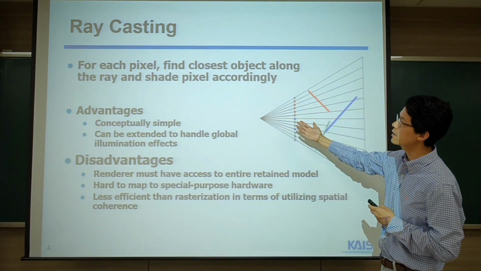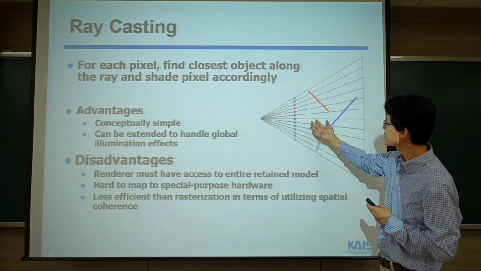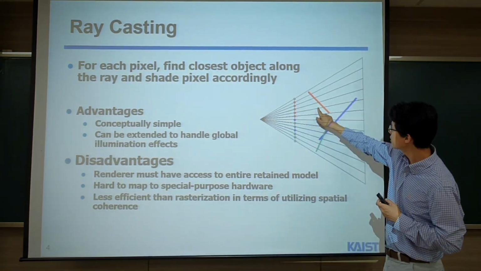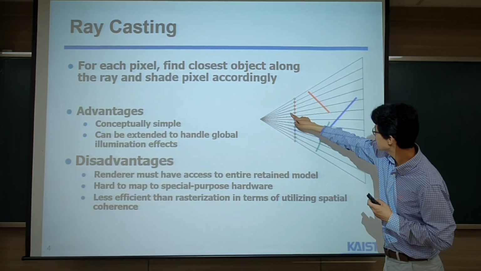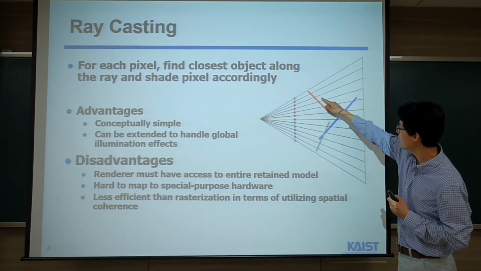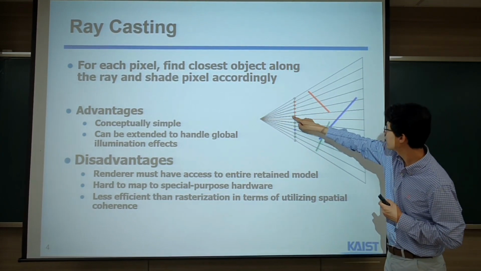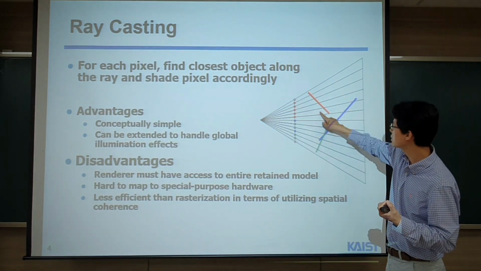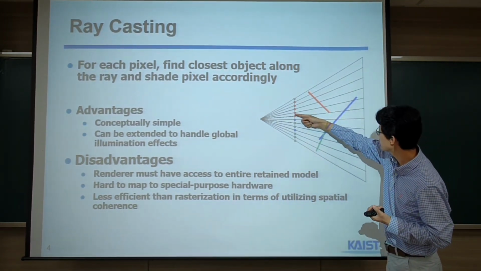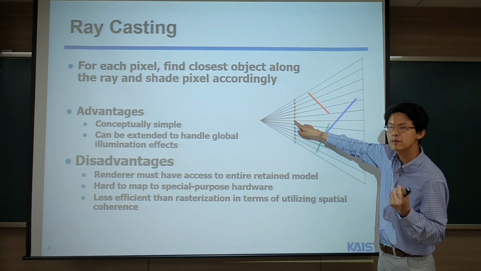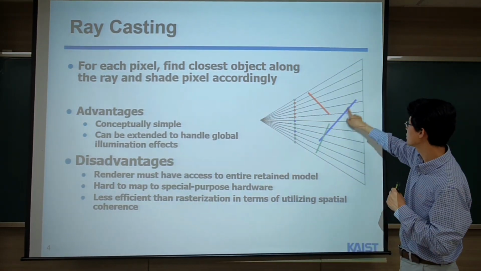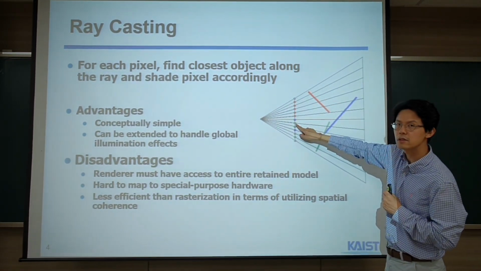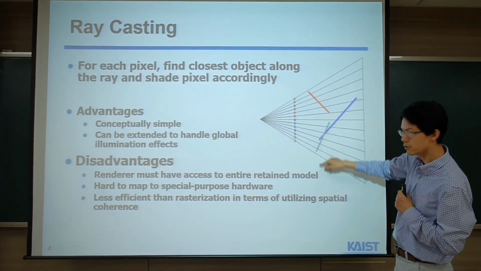But in the case of ray casting and ray tracing, given this ray, it intersects with this triangle. For another ray, we intersect with this triangle. But for the neighboring pixel, we suddenly intersect with this blue triangle, and the next one will suddenly intersect with another green triangle.